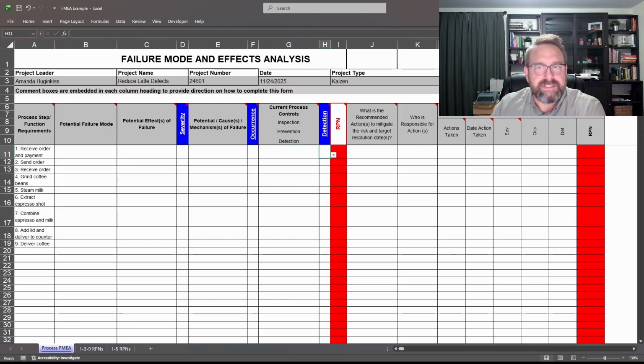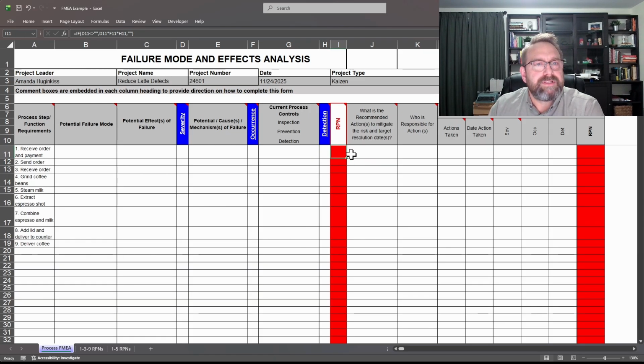The next column is detection. This is a numerical score of how well this failure mode is detected or prevented. Is the failure mode obvious and the defect is kept from the customer, or are the defects completely undetectable? Again, this is a numerical score.